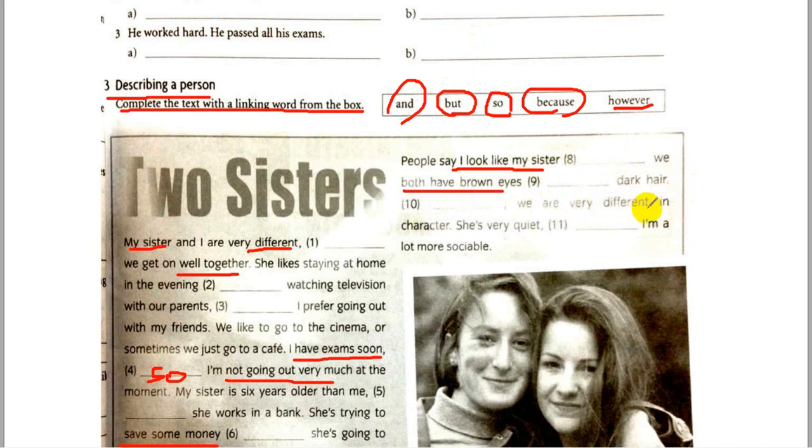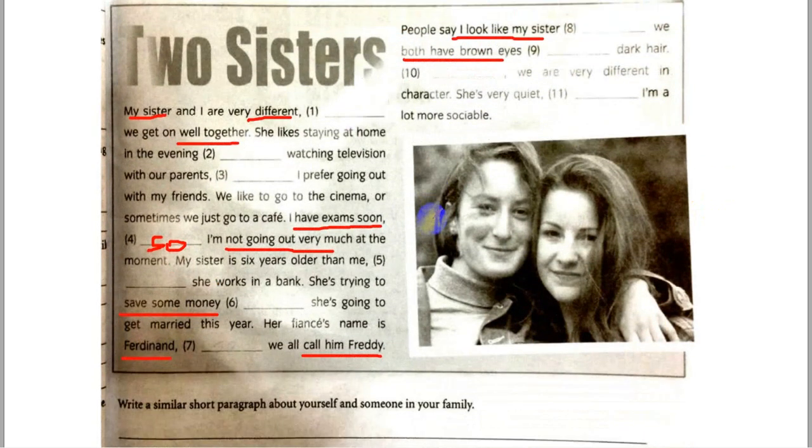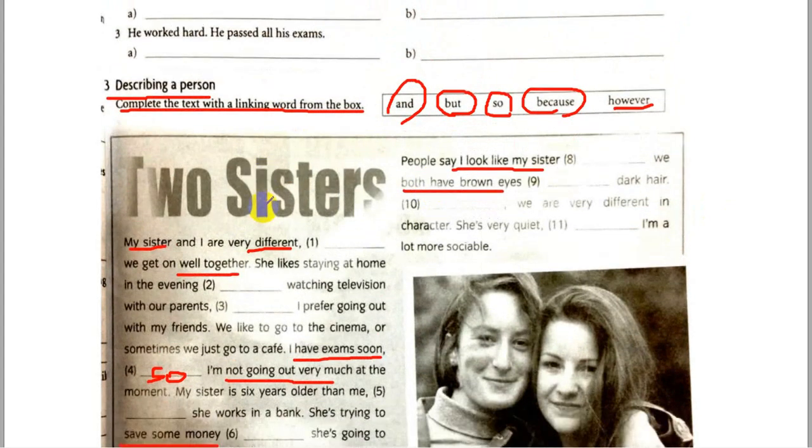We are very different, but, because here we are talking about the similarity, التشابه, and here we are talking about the difference, الاختلاف. So we have to use but. We are very different in character، في الشخصية. She is very quiet. However, I am more sociable. أنا أكثر اجتماعية.